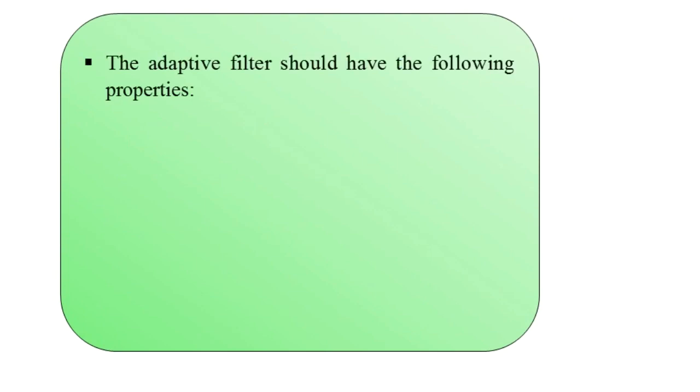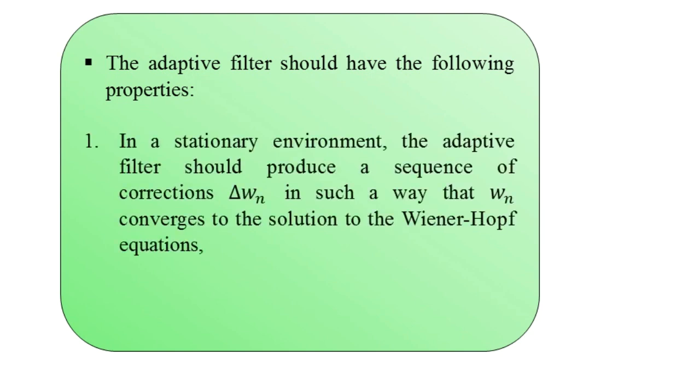So the first, second and third step we have to go through here. The adaptive filter should have the following properties or steps. The first one is that in a stationary environment, the adaptive filter should produce a sequence of corrections delta w suffix n in such a way that w suffix n converges to the solution of the Wiener-Hopf equations, which mathematically can be expressed as the limit of small n extending to infinity, w suffix n equals the inverse of capital R suffix x into small r suffix dx.